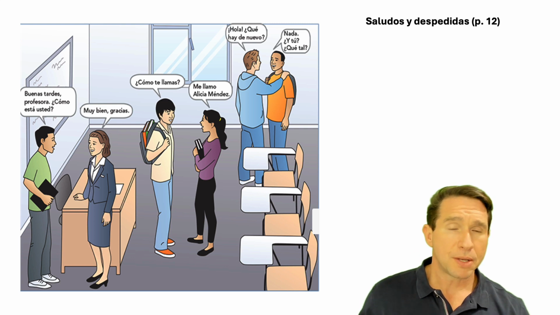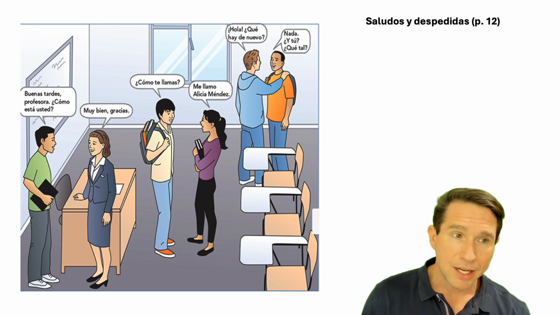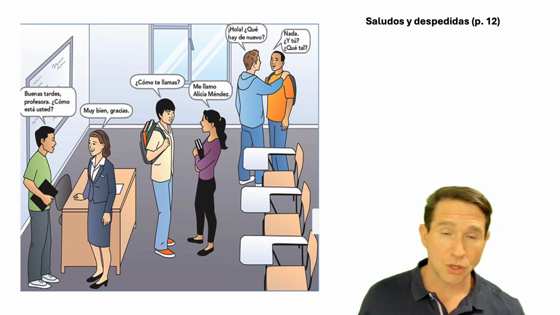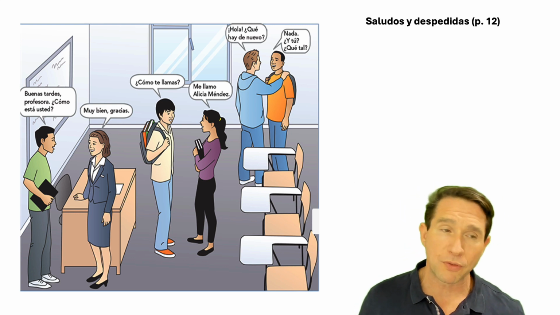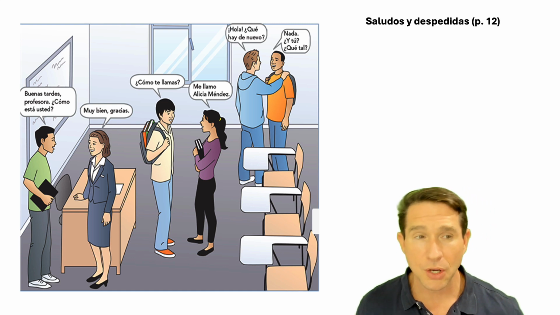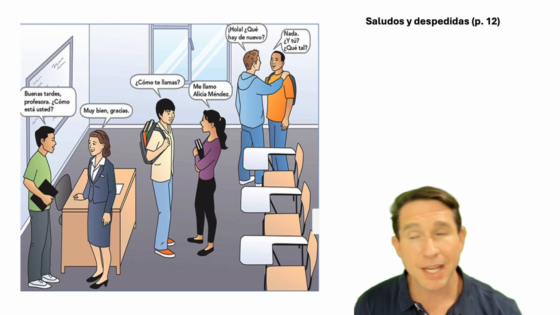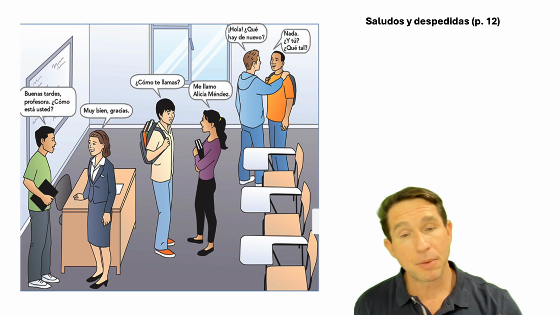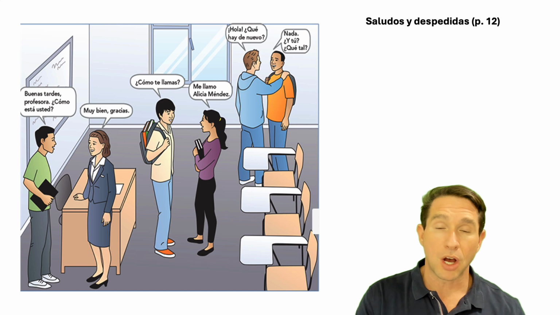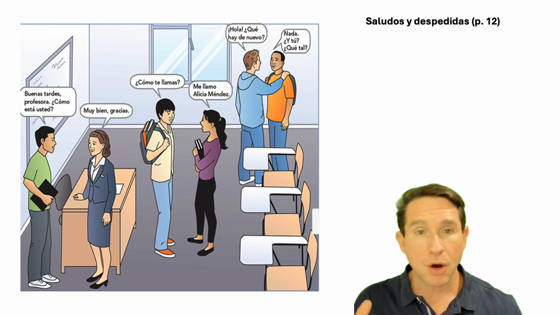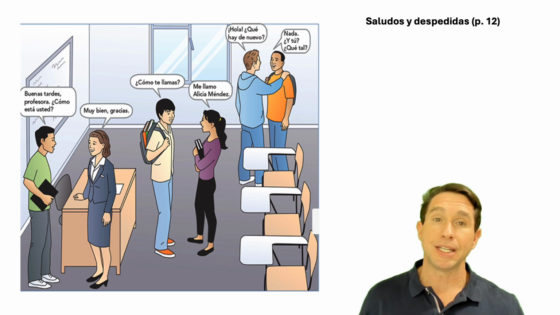Some of these things we've seen before, like Buenas tardes, profesora. ¿Cómo está usted? So we have the usted form. He's talking directly to the professor, which would be second person, but it's formal. So we see that reflected in the verb está and also in the subject pronoun usted. And then what we saw in the previous video, ¿Cómo te llamas? We have the verb, remember, infinitive, llamar, to call oneself, and we call it llamas, right? Me llamo Alicia Mendez. So she's saying, I call myself Alicia Mendez.